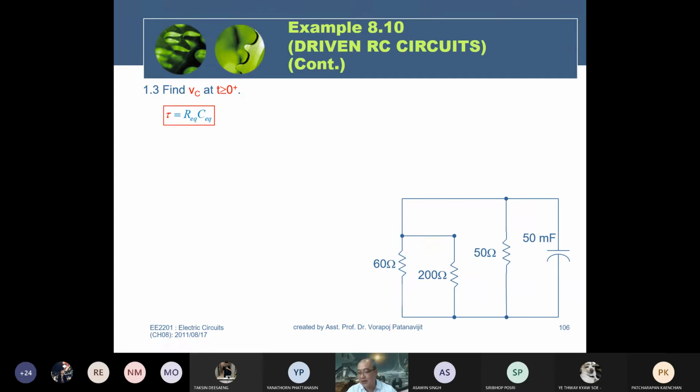How to kill the voltage source? You kill them by short circuiting them, okay? And you kill the current source by open circuit, okay? After you short circuit them, what happened? You can see them clearly, okay?